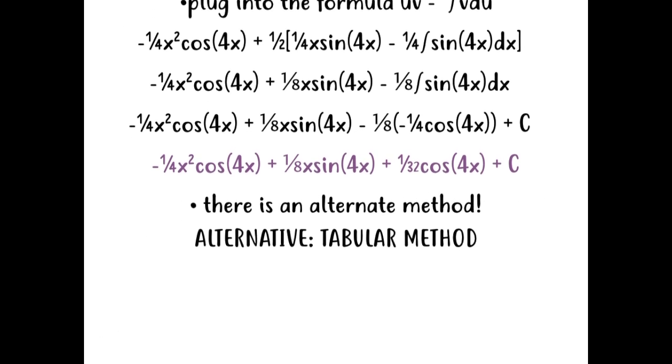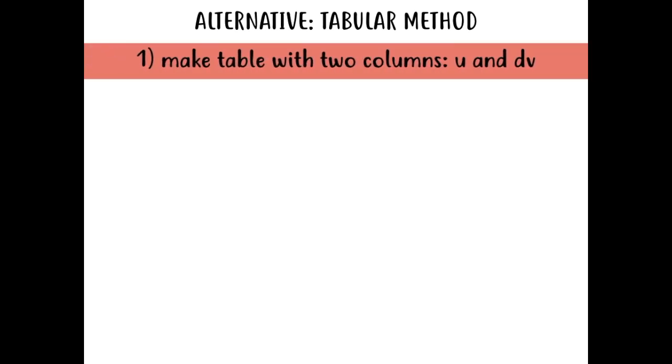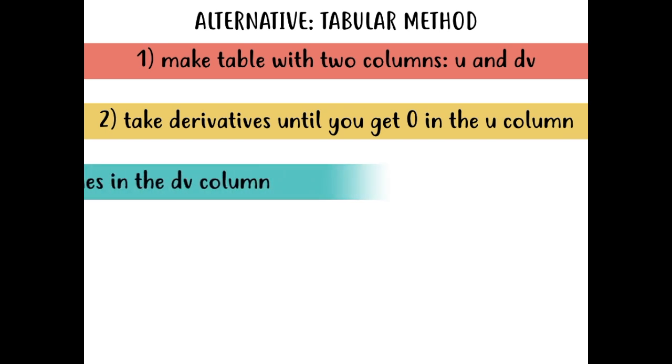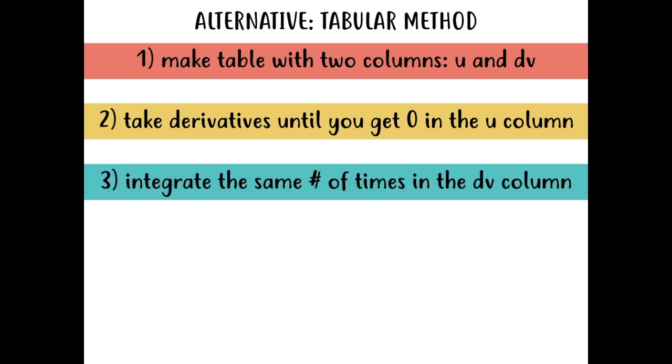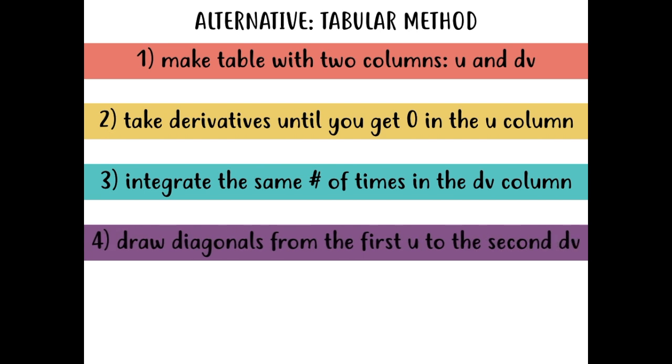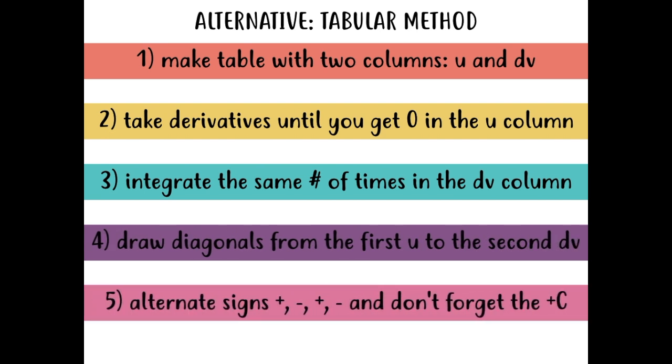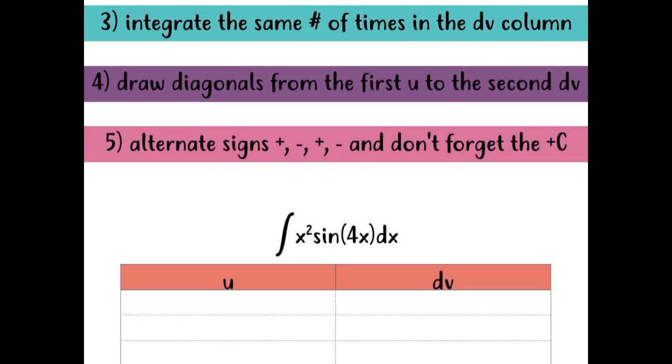However, there is an alternate method if we're running low on time. This is the tabular method. First, we make a table with two columns, u and dv. Then we take the derivatives until we get 0 in the u column. Integrate the same number of times in the dv column, then draw diagonals from the first u to the second dv, and then so forth. Then we alternate signs, positive, negative, and don't forget plus c. Let's go back to our example.